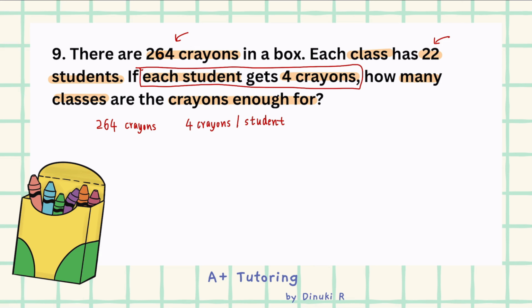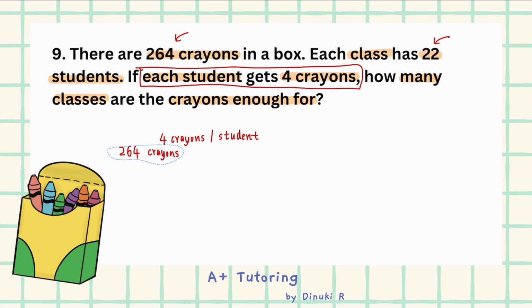Those are the facts that we've been told. Another way to put this would be to bring this over here. So we know that we're getting 4 crayons per student. We know that we've got 264 crayons. When we look at it, we can actually figure out how many students we've got, right? We need to find the relationship between these two and balance it out.